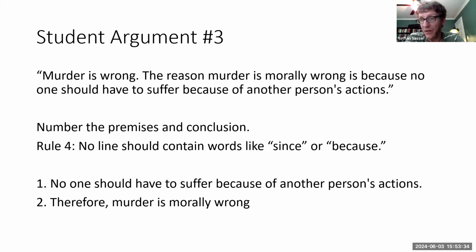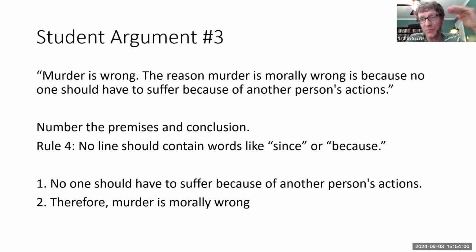Now, that's all fine and good, but this isn't a valid argument yet. There's no contradiction in saying, yeah, no one should have to suffer because of another person's actions, but murder is morally right or permissible. In order to make this a formally, logically valid argument, I'm going to have to add in an unstated premise, and I'm going to use the modus ponens magic trick.